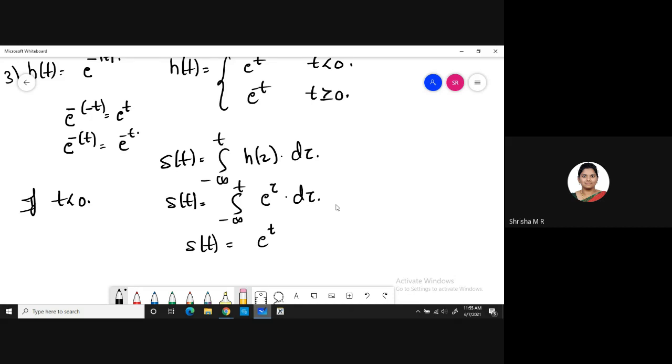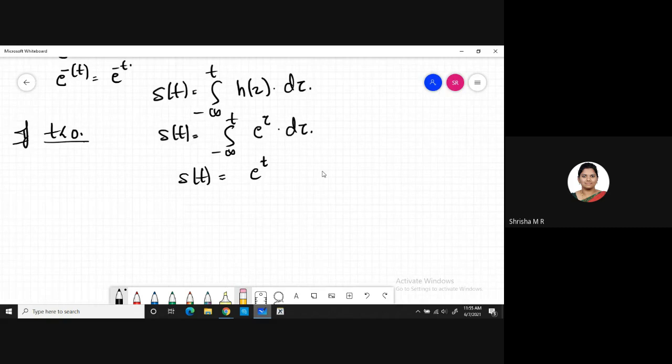We don't know what the value of t is, so we put t only there. Got it? But t is less than 0. It is equal to some negative value. Got it? Yes, ma'am. This is for t less than 0. For t greater than or equal to 0, right? For t greater than or equal to 0, what is S of t?